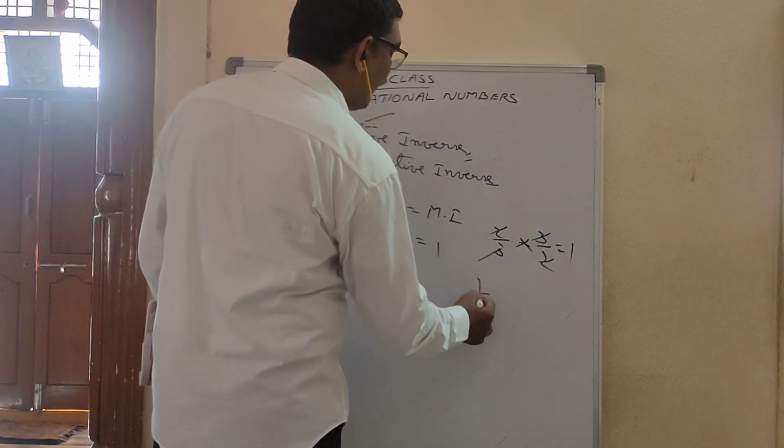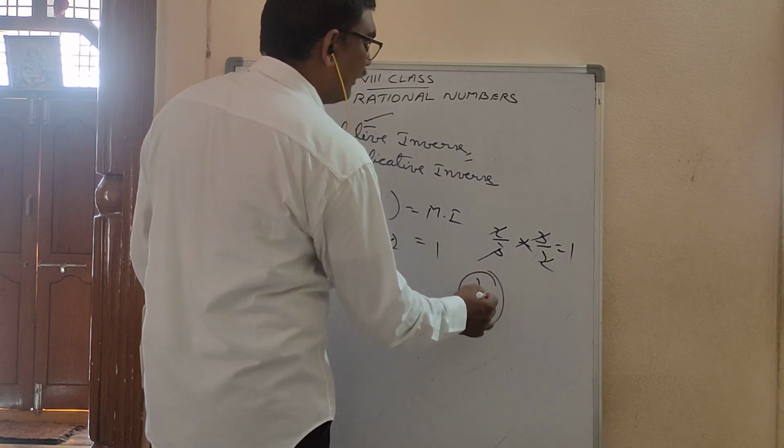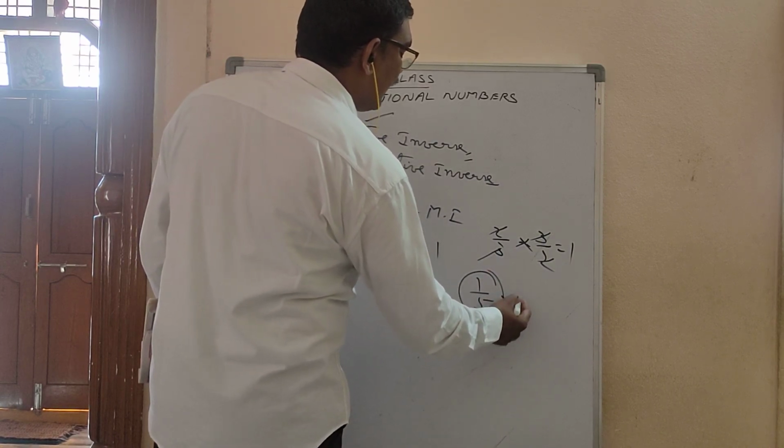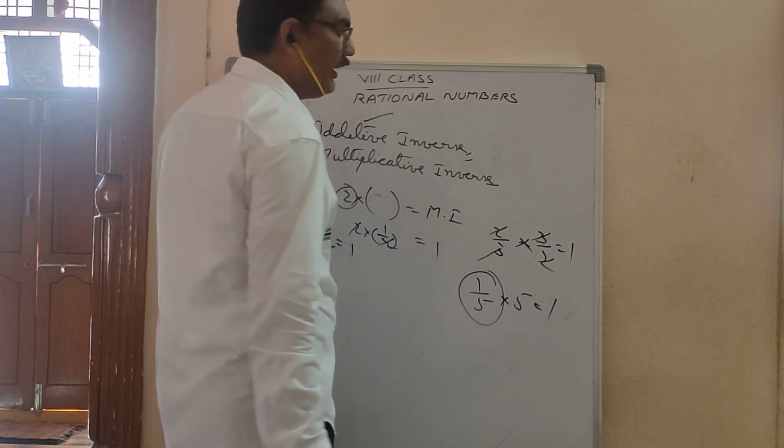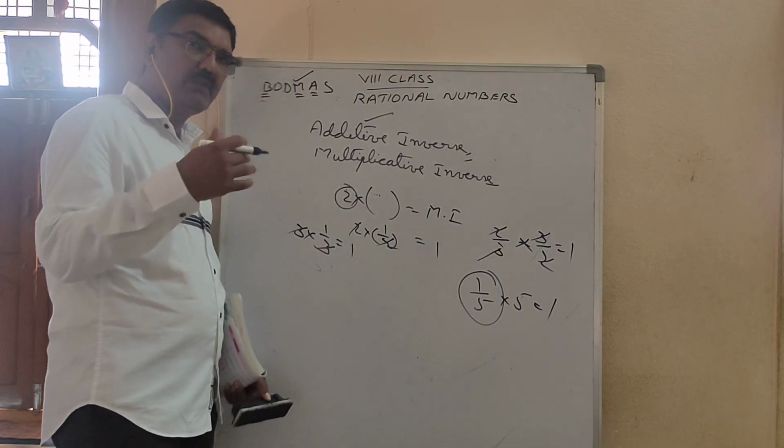If I ask, what is the multiplicative inverse of 1 by 5? 1 by 5, with which number do you have to multiply to get 1 as the product? 1 by 5 times 5 is 1. The multiplicative inverse of 1 by 5 is 5.